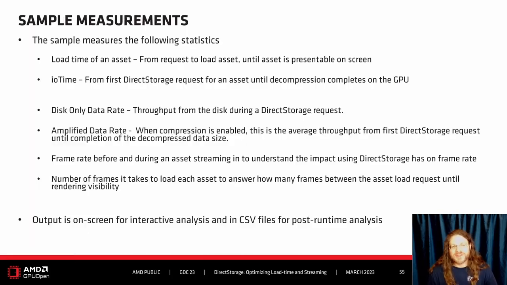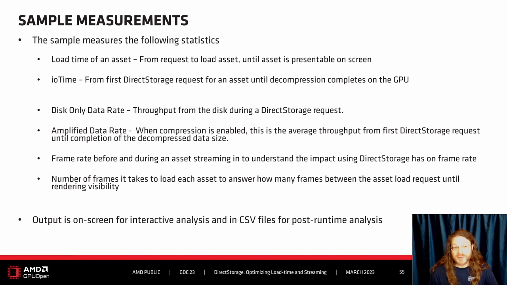As you could see in the prior sample videos, there are various measures that are taken and statistics that can be either viewed on screen or in a CSV file. These include the load time of the asset, which is from the request of the load until the asset is presentable on screen, the I/O time, which is from the first DirectStorage request until DirectStorage has completed processing that request all the way through the pipeline on the GPU, whether compression is enabled or not, the disk I/O only data rate, which is the throughput of the disk during DirectStorage requests, and then the amplified data rate, which takes into account whether or not the data was compressed or not, and how fast that data was decompressed on the GPU.